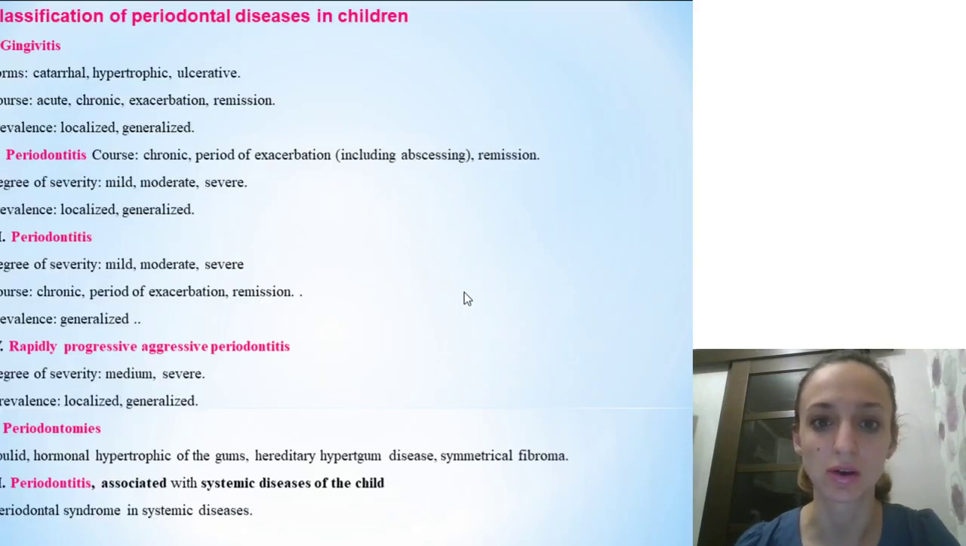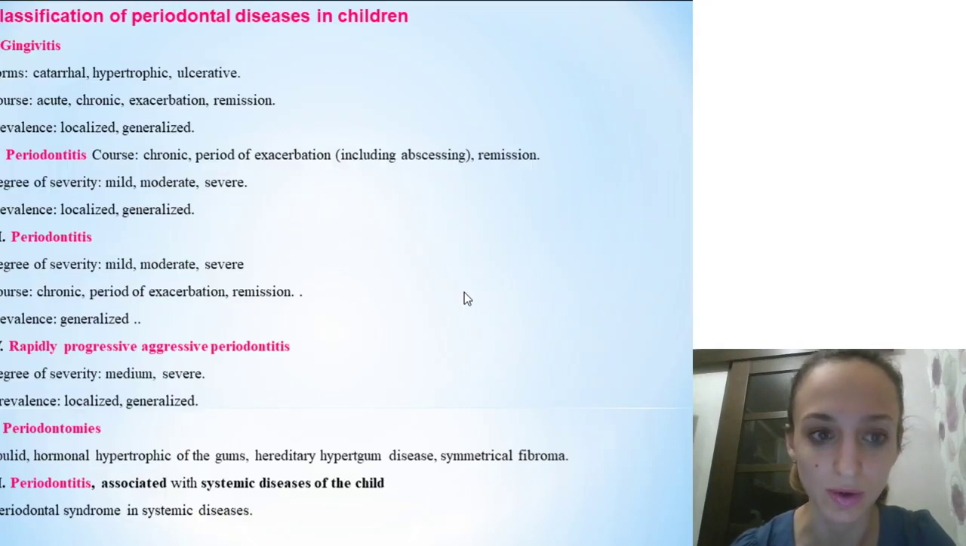Classification of periodontal disease in children. This topic is very difficult, and you should write your synopsis and classification very long and detailed in some clinical aspects. For example, gingivitis has three forms: catarrhal, hypertrophic, and ulcerative. And the course of this diagnosis is acute, chronic, exacerbation, and remission.